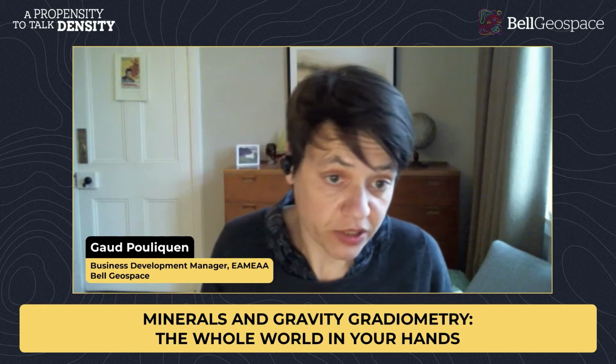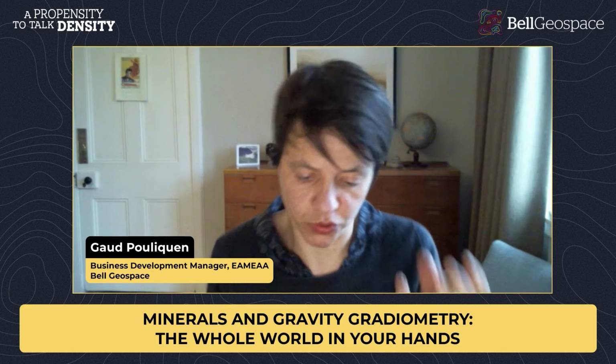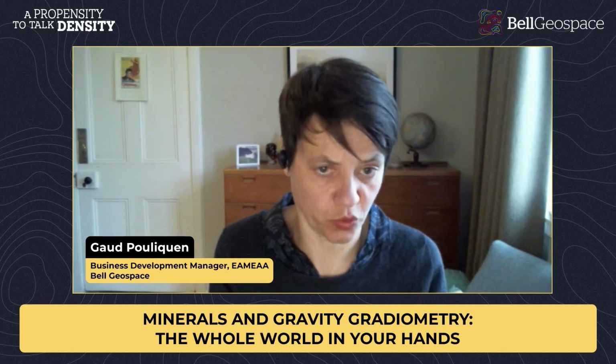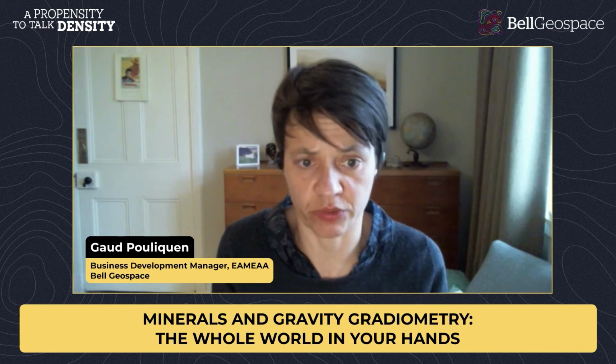When you have a single accelerometer, you get the gravity. Now, if you have two mounted on the same platform and you measure the difference between the two, you measure a rate of change of the acceleration. And that's what we do with gravity gradiometry.